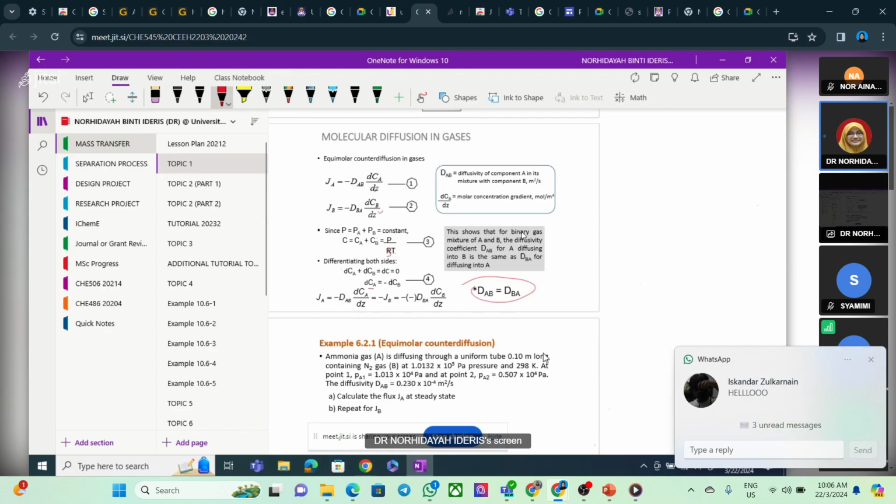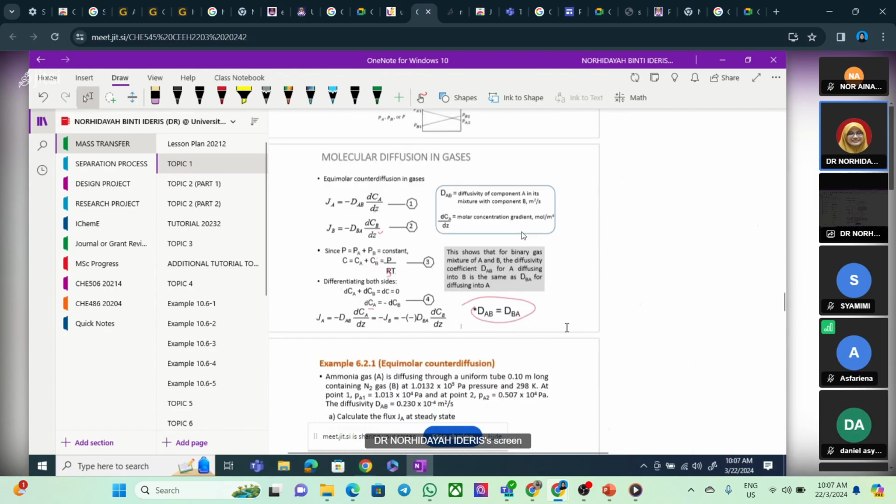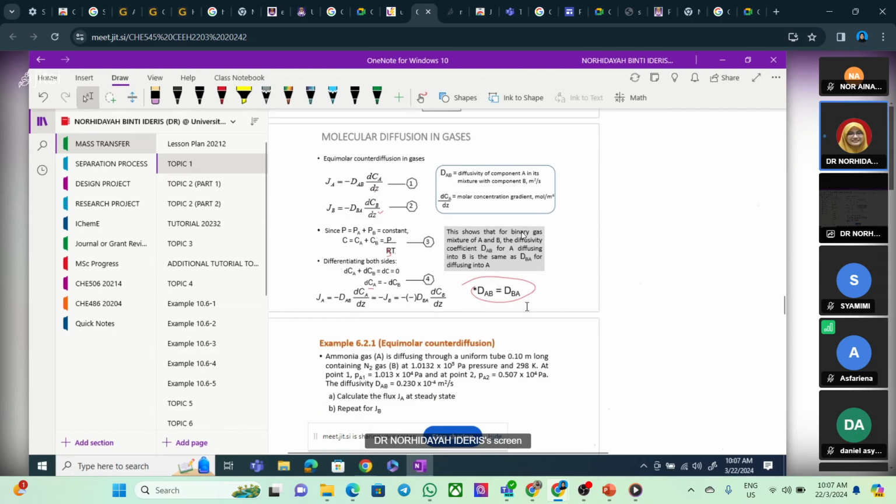Usually for the questions that might come under the subtopic equimolar counter diffusion, the first one is that you need to prove that DAB is equal to DBA. The question has come before, I'm not sure where, perhaps in an assignment, I already forget. They asked you to prove how DAB is equal to DBA.